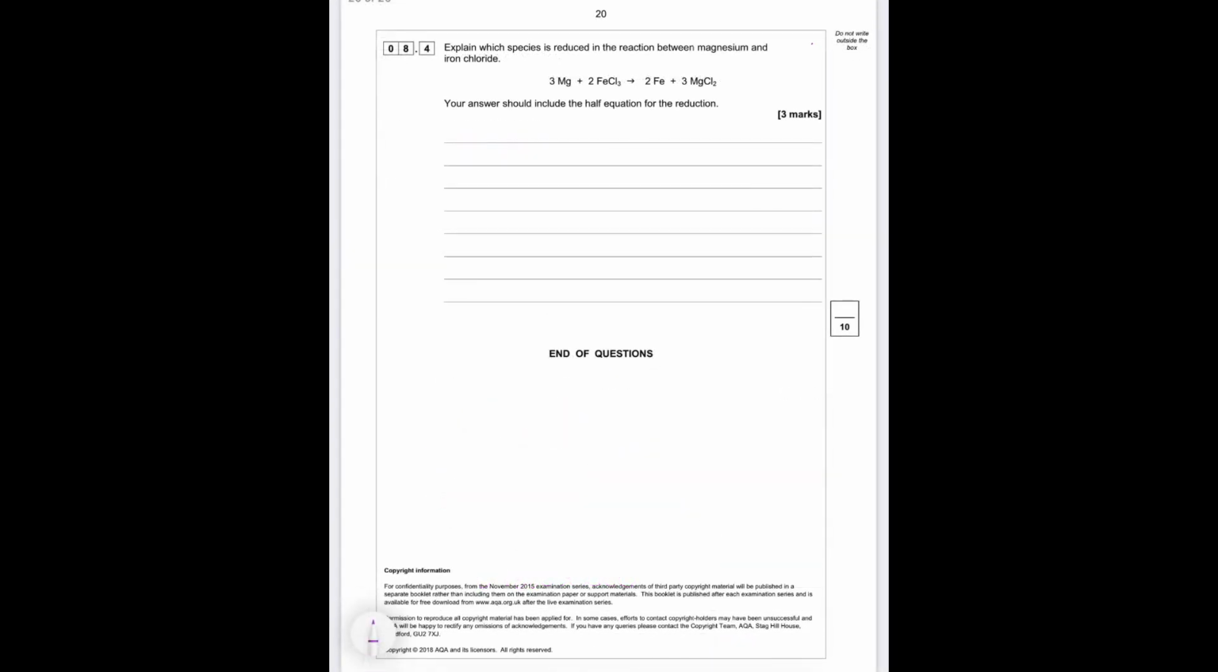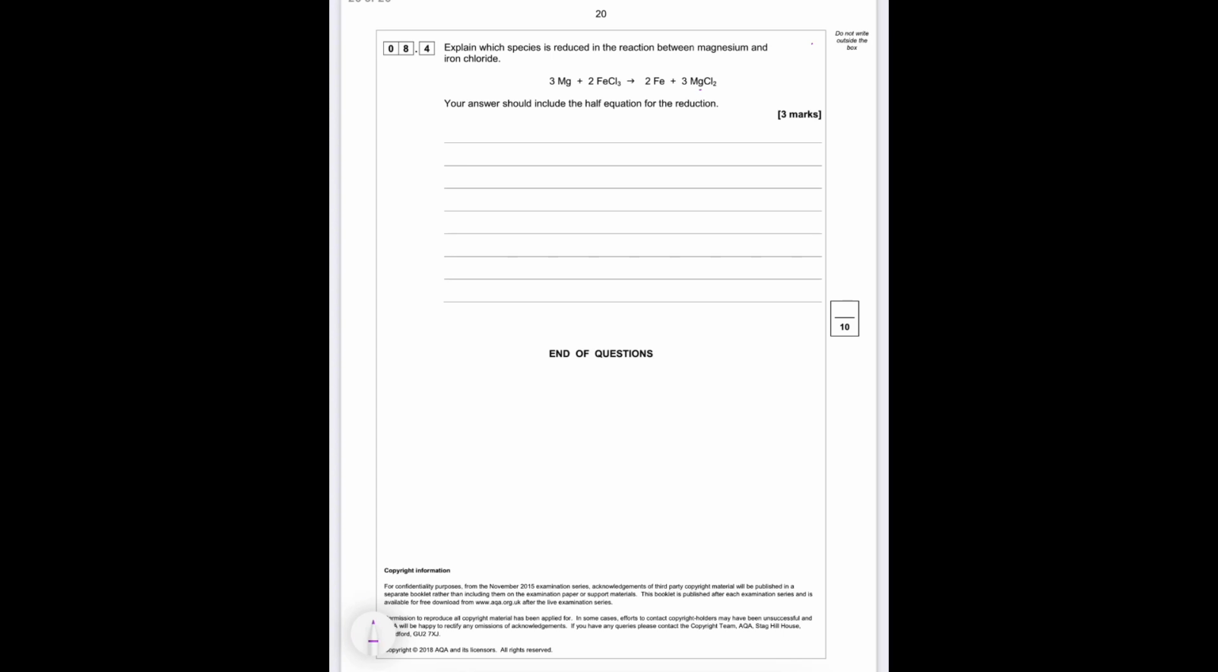And for our last question, we're being asked to explain which species is being reduced in the reaction between magnesium and iron chloride. And our answer needs to include half equations. So if we're looking at our magnesium, it is going from just being magnesium metal to becoming Mg2+. So that's losing electrons. That's not reduction, that's oxidation.